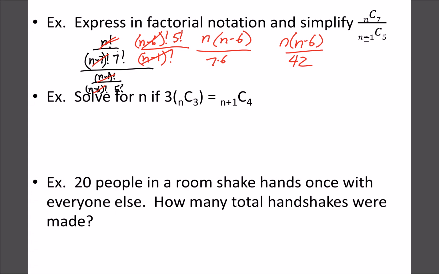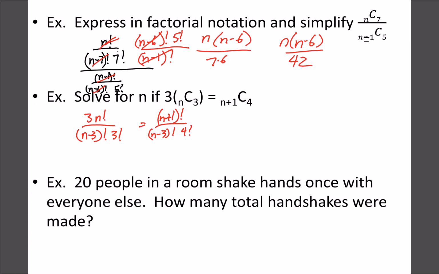Okay, the next example, we could guess and check again, but let's actually solve this one, sort of like we just did, to get a little extra practice. We'd have 3 times n factorial over (n minus 3) factorial and 3 factorial. And on the other side, we'd have (n plus 1) factorial over (n plus 1 minus 4), which would give you n minus 3, and 4 factorial.